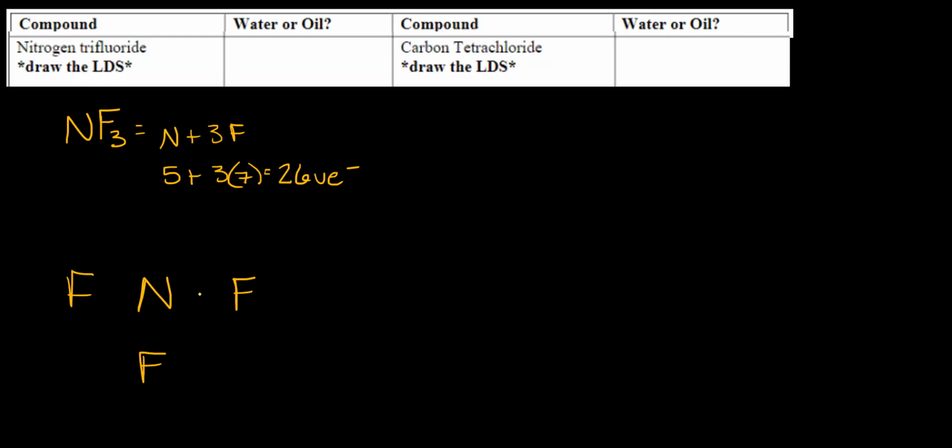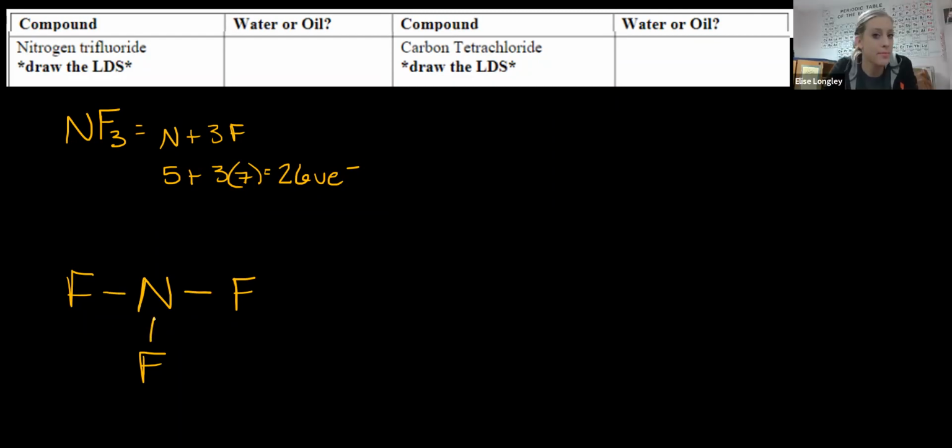Now the bonds, don't you draw the bonds between the nitrogen and fluoride? Yep, to be a molecule, they have to be bonded. So everything needs at least 1 bond. So that's 6 of my electrons used up. What can I do now?